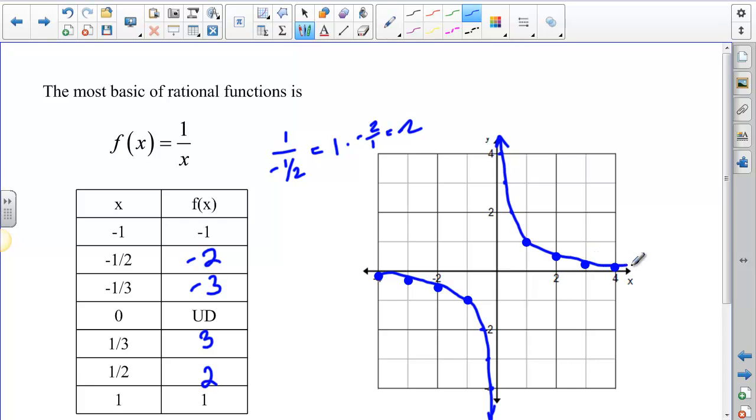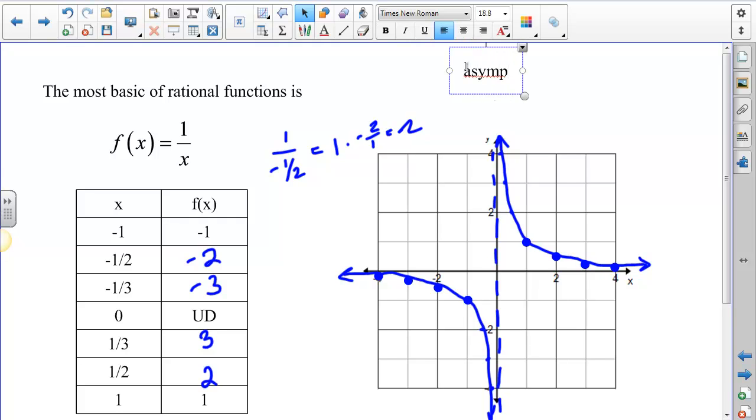Now, what happens at x equals 0? It's undefined, and what we look at is, what is this called? Well, this is actually called an asymptote, and I'll type that in there, but we draw it in on a graph with a dashed line. And an asymptote is really a line that the graph gets closer and closer to as our x values get closer and closer to that asymptote. Or if it's a horizontal asymptote, then the y values get closer and closer to it as x gets further and further out.